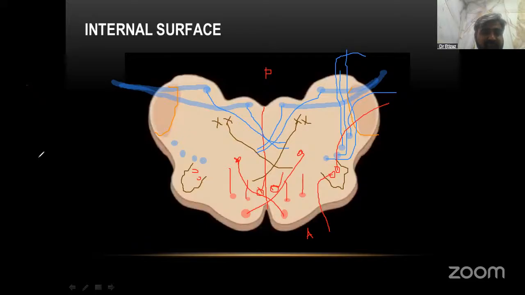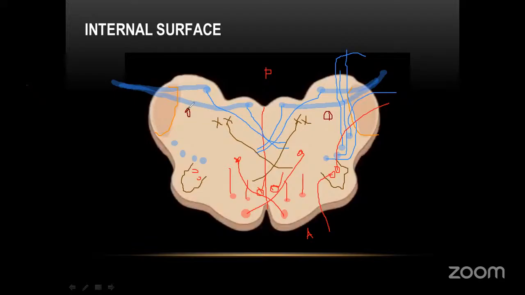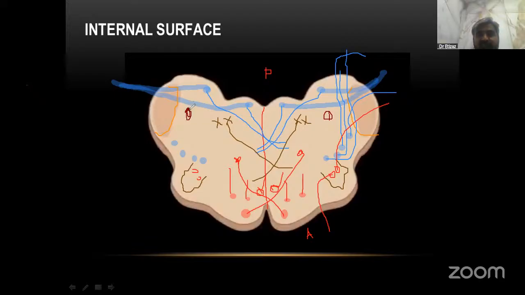Last, there is one tract. So here it will most likely be the red nucleus, the rubrospinal tract. So these are the tracts.